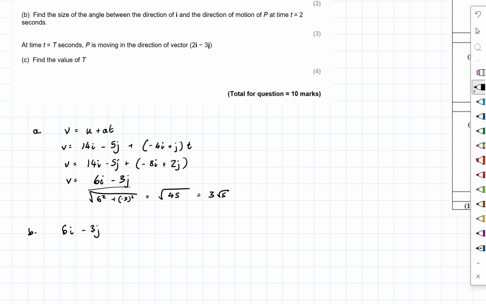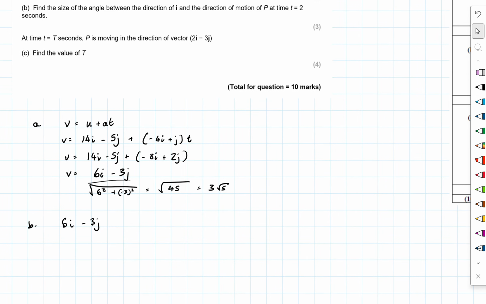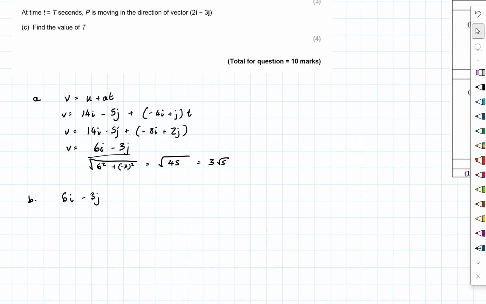Whenever you are faced with a question like this, the strategy is to sketch that vector. Okay, so if my vector is 6i minus 3j, I'm going to sketch 6i minus 3j. We're going to go 6 across, we have these convenient squares, and then 3 down. The direction is important here. So that is my vector. That's where P is going at that second, right? At time t equals 2, that's the direction P is going.